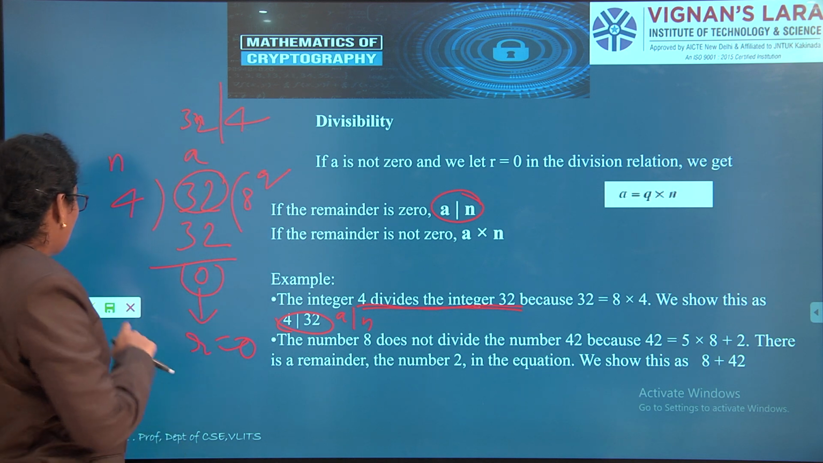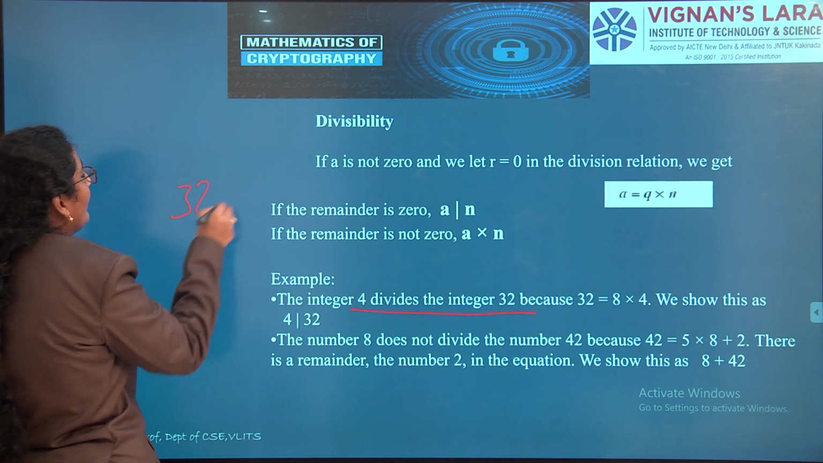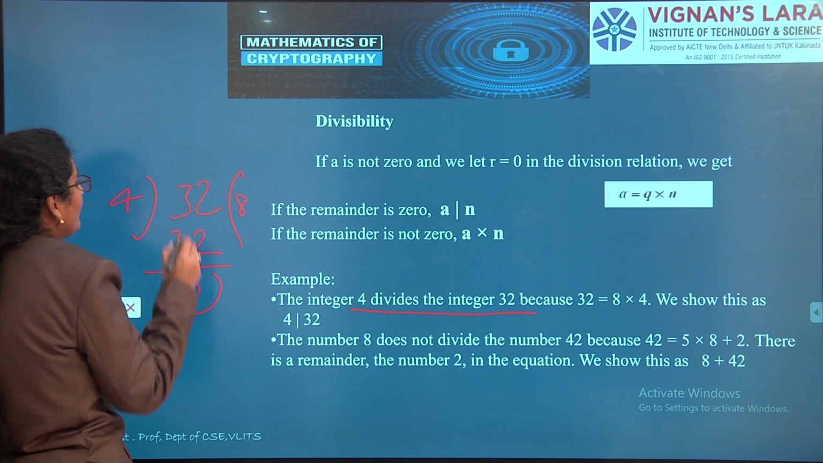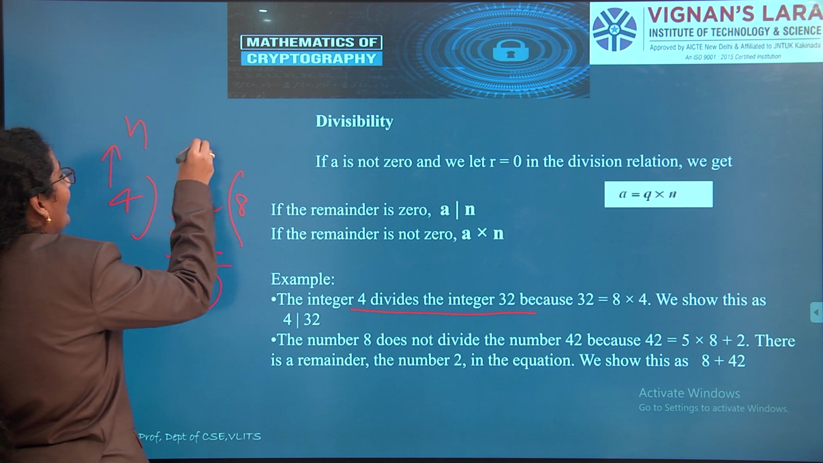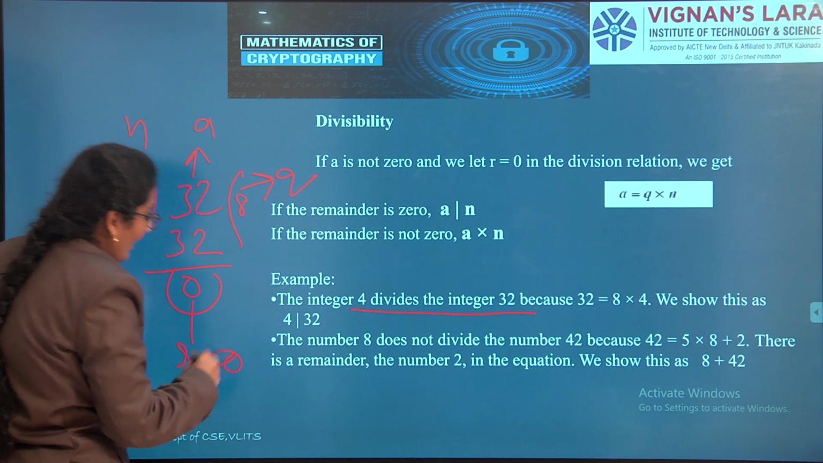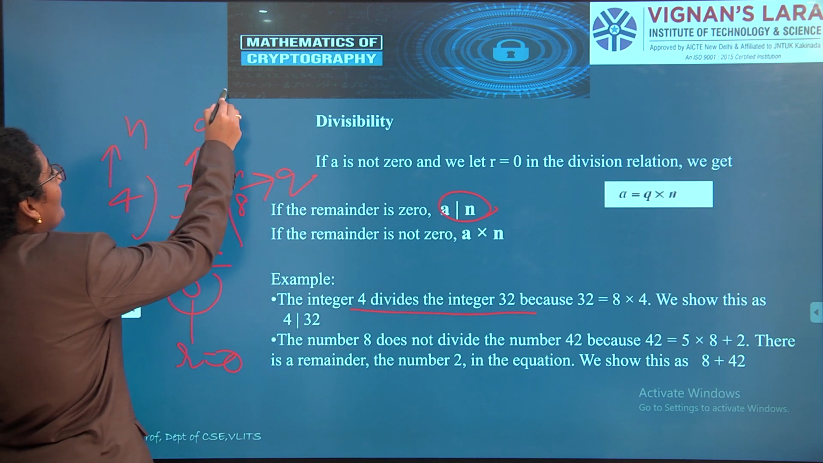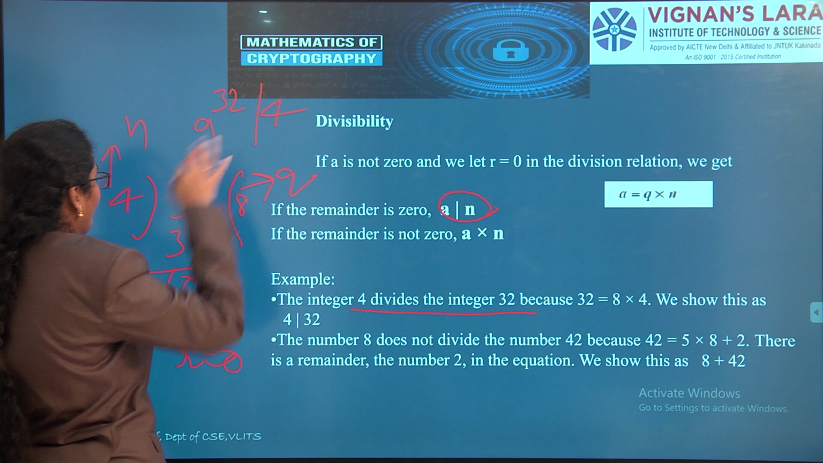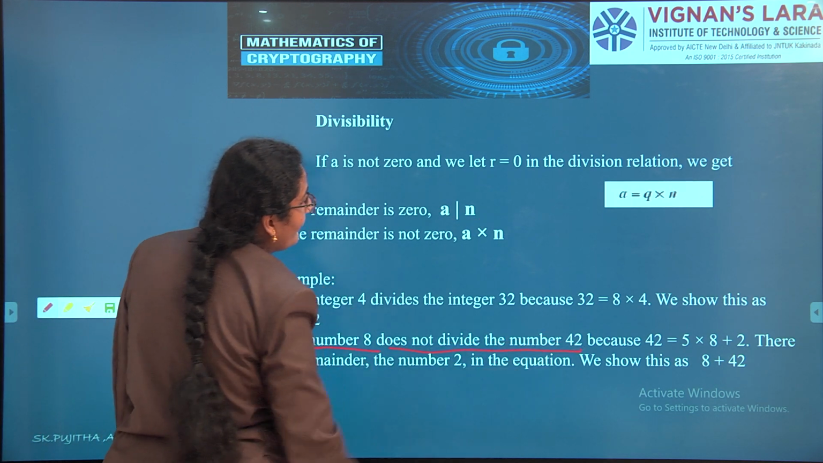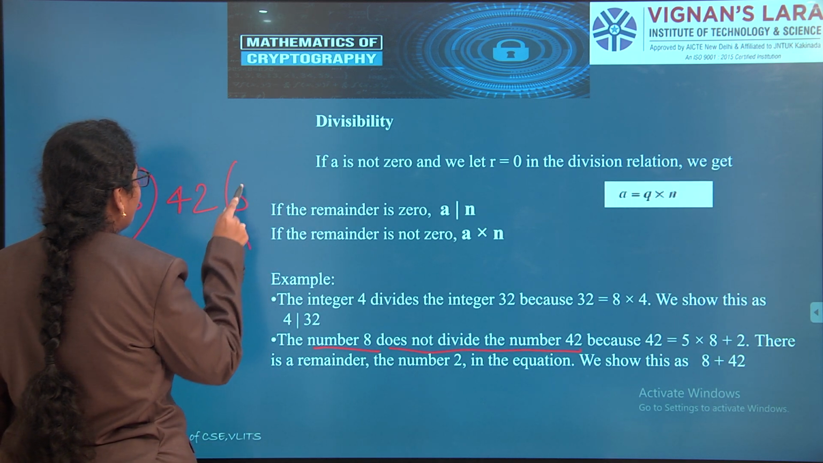See once again, integer 4 dividing integer 32. The value of n is 4, the value of a is 32, the value of q is 8, the value of r is 0. When r is 0, what should we do? We should do a mod n. So what is the value of a? 32, mod n, 4. So next example, number 8 does not divide the number 42. See, number 8, 42.